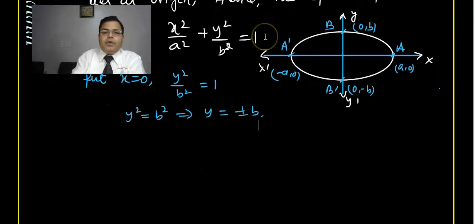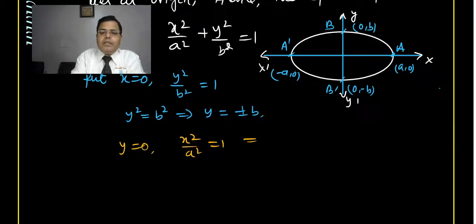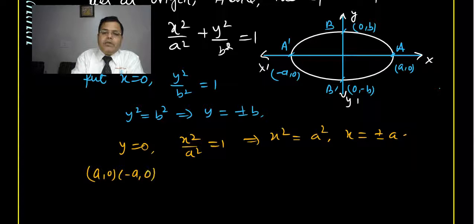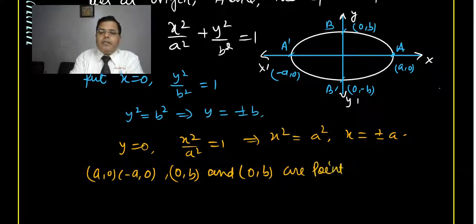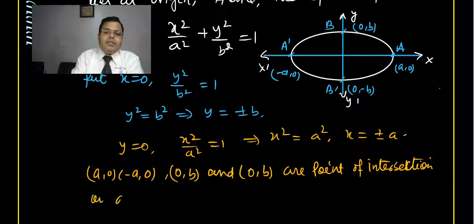And similarly, if you put y is equal to 0, then you will get x square by a square is equal to 1. This implies x square is equal to a square and x is equal to plus minus a. So a comma 0 and minus a comma 0 are the points of intersection on the x-axis. Right? So I hope you got it.